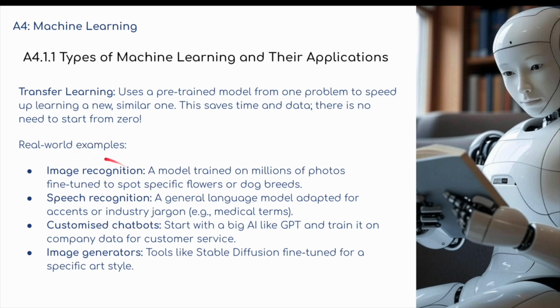Again, there's plenty of real-world examples here. Image recognition, a model trained on millions of photos, fine-tuned to spot specific flowers or dog breeds. Speech recognition, a general language model adapted for accents or industrial jargon, e.g. medical terms, maybe even Latin. Customized chatbots start with a big AI like ChatGPT and train it on company data for customer service. And then finally, again, image generation, tools like Stable Diffusion, fine-tuned for a specific art style.